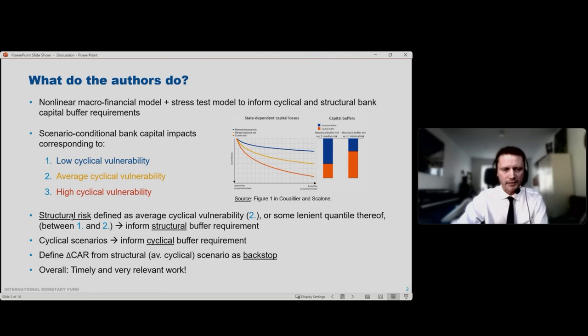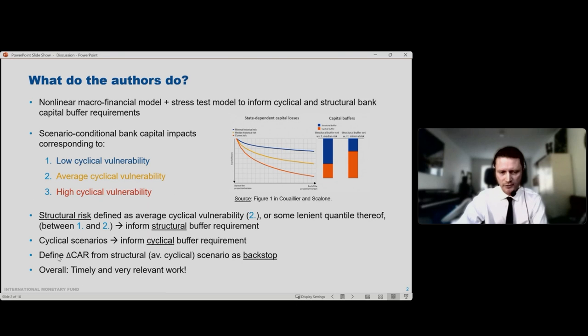Importantly, and that's a point I will come back to in my comments in a moment, there's this notion of structural risk, defined by the authors as average cyclical risk or average cyclical vulnerability, or alternatively some lenient quantile of it, so at a level above it. It corresponds to this light orange line, or above it, somewhere between blue and light orange. The impacts resulting from this structural risk would be used to inform the structural buffer requirements, and then the cyclical scenarios come on top. If the dark orange current risk line happens to be below light orange, this would imply an additional cyclical buffer requirement.